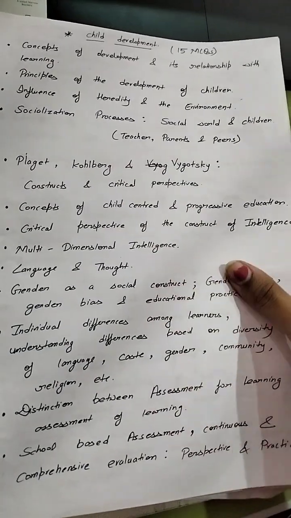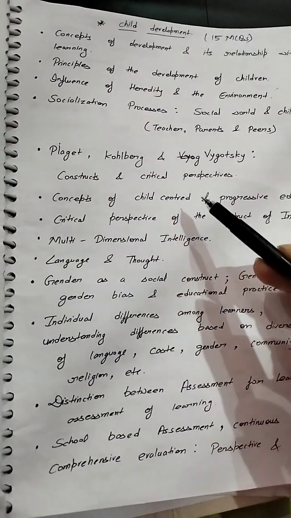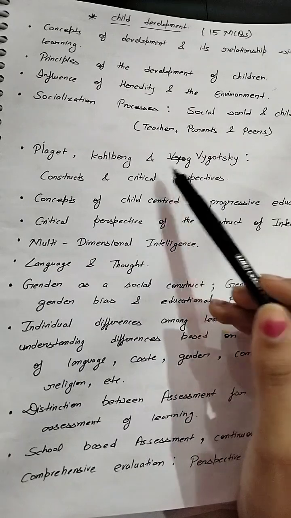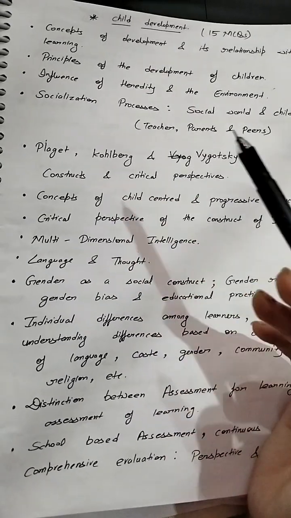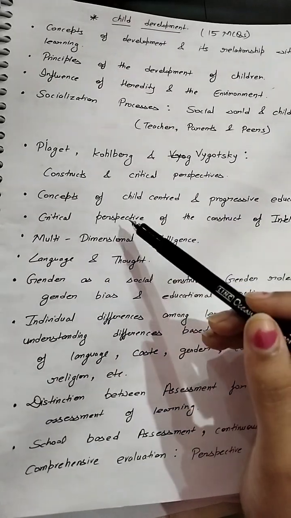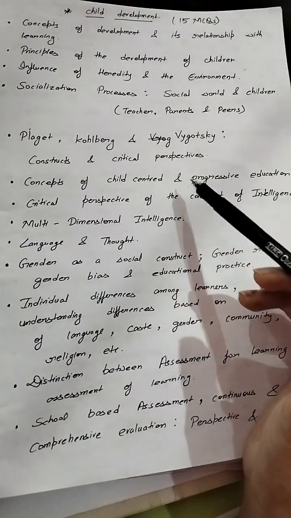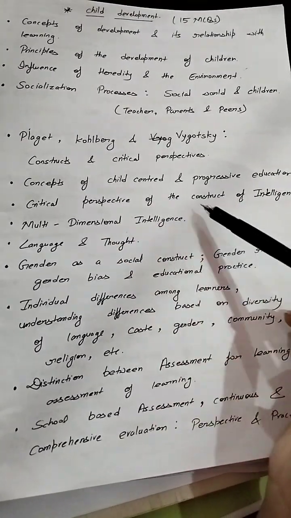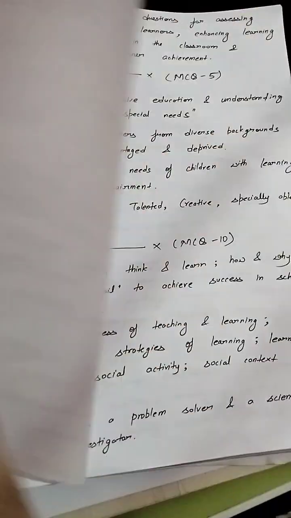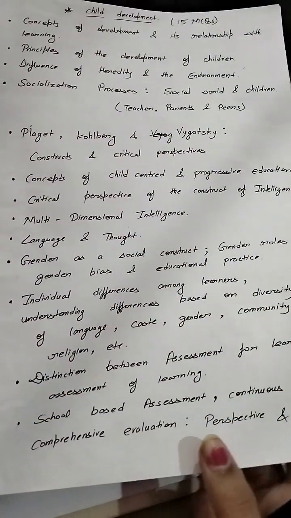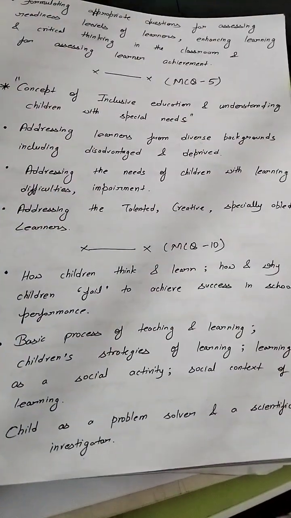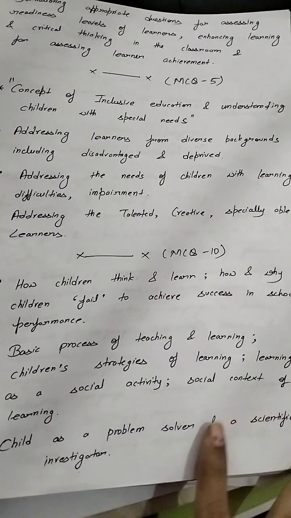Then we are also going to study 3 amazing psychologists: Piaget, Kohlberg and Vygotsky. They give their own critical perspectives regarding how the right approach to development should be in the life of a child. Then the concepts of child-centered and progressive education, the critical perspective of the construct of intelligence, multidimensional intelligence, language and thought. These sorts of topics would be there. I have arranged the topics on the basis of the markings. I hope you would be able to understand and won't find any difficulty.